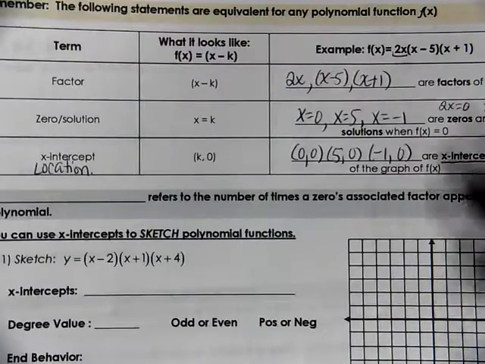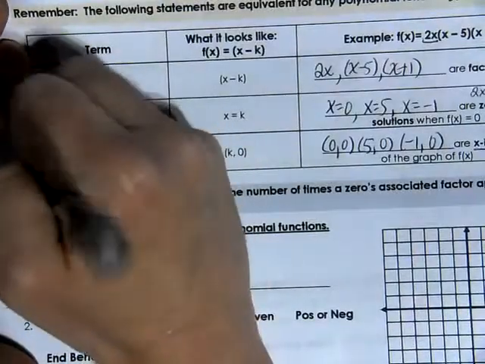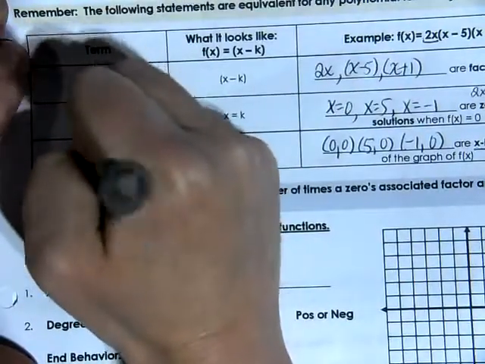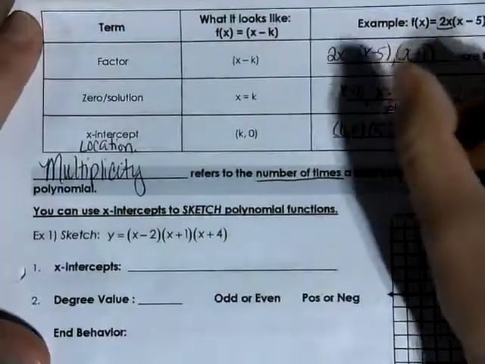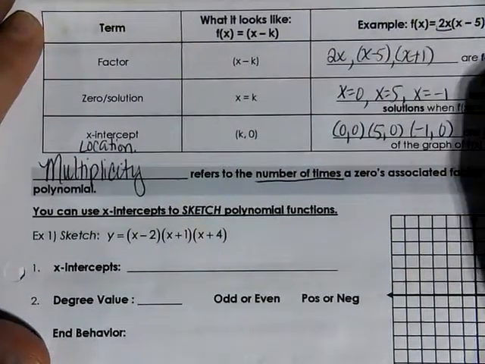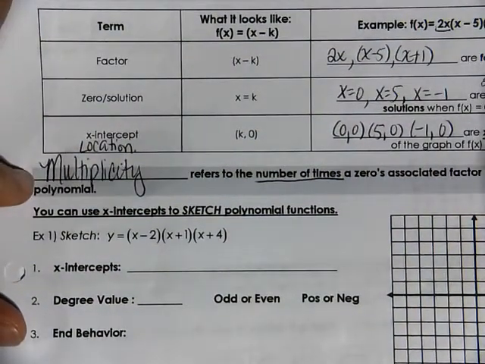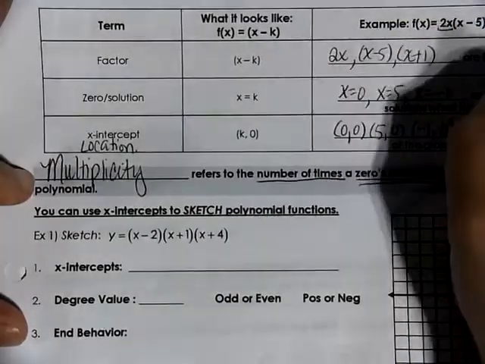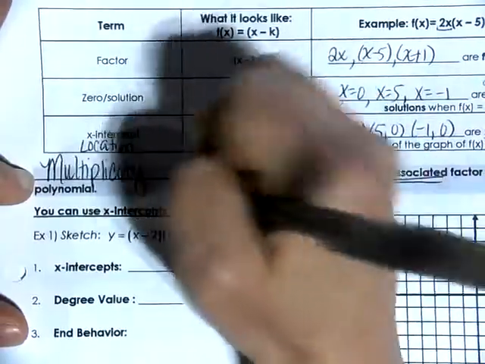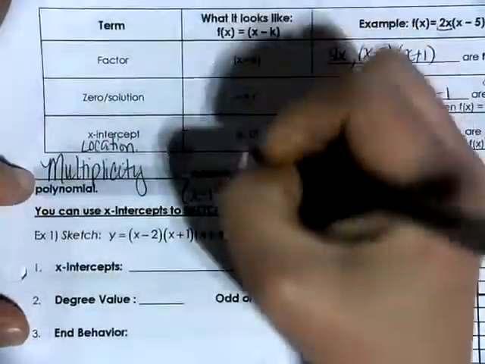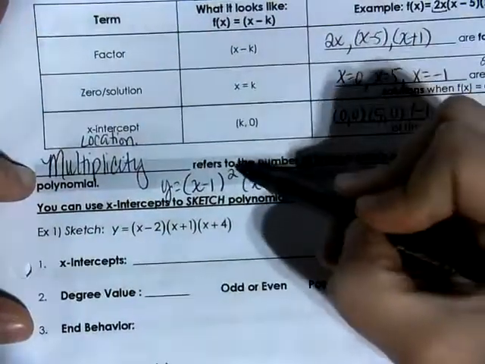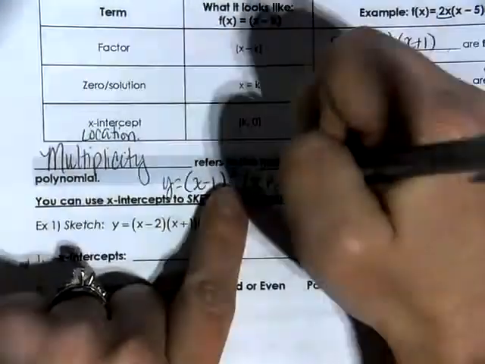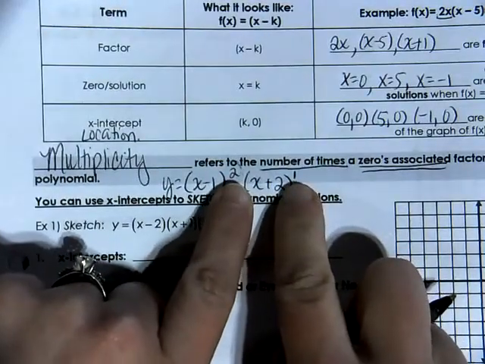Another term that I want you guys to be aware of before we get into sketching these functions is a word called multiplicity. Multiplicity refers to the number of times a zero's associated factor appears in the polynomial. So what this means, which is very, very fancy language, is that if you see something like a parenthesis squared, like an x minus 1 squared, and then an x plus 2, like y equals this, there is a multiplicity here indicating that this degree is actually going to be a degree of 3.